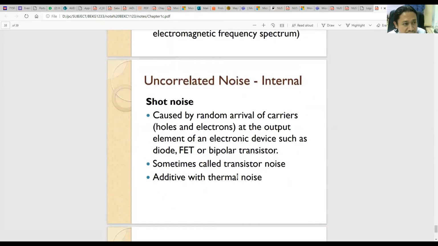And then another is shot noise. Shot noise is caused by the random arrival of carriers, holes and electrons, at the output element of an electronic device, such as a diode, FET, or bipolar transistor. It is sometimes called transistor noise, and it is additive with the thermal noise.